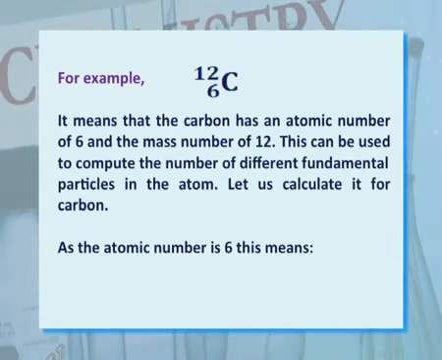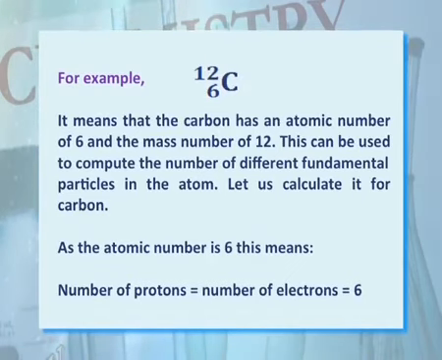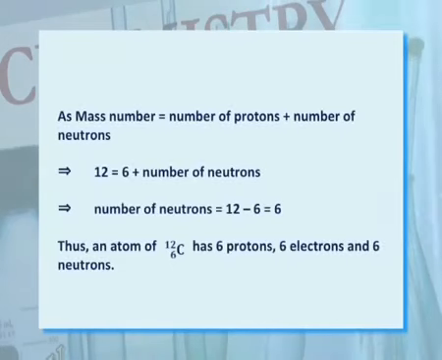As the atomic number is 6, the number of protons is equal to the number of electrons, which is equal to 6, because it is a neutral atom. As mass number is equal to the number of protons plus the number of neutrons, we put the relation here: 12 equals 6 plus the number of neutrons. Then we get the number of neutrons is equal to 6. Thus, an atom of carbon-12 has 6 protons, 6 electrons and 6 neutrons.